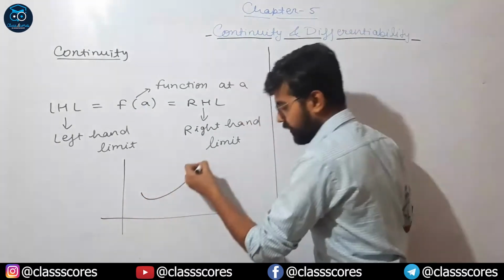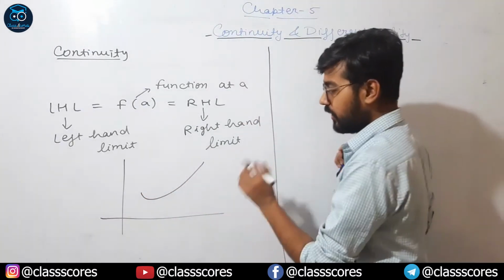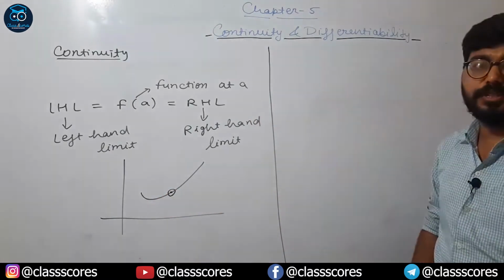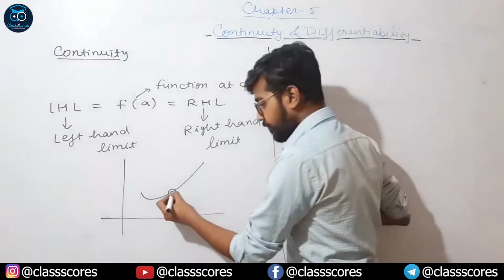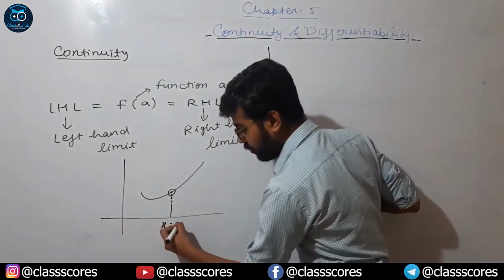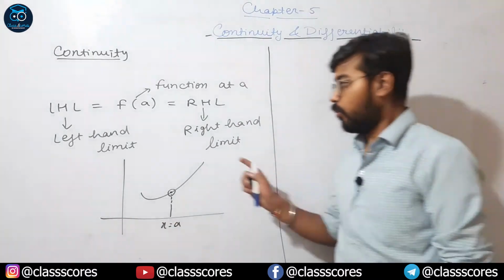Now I will tell you the sense of this equation. Suppose this is a function. We have to check at this point whether the graph is continuous or not. Suppose that point is x equals a. Now what is the left hand limit?